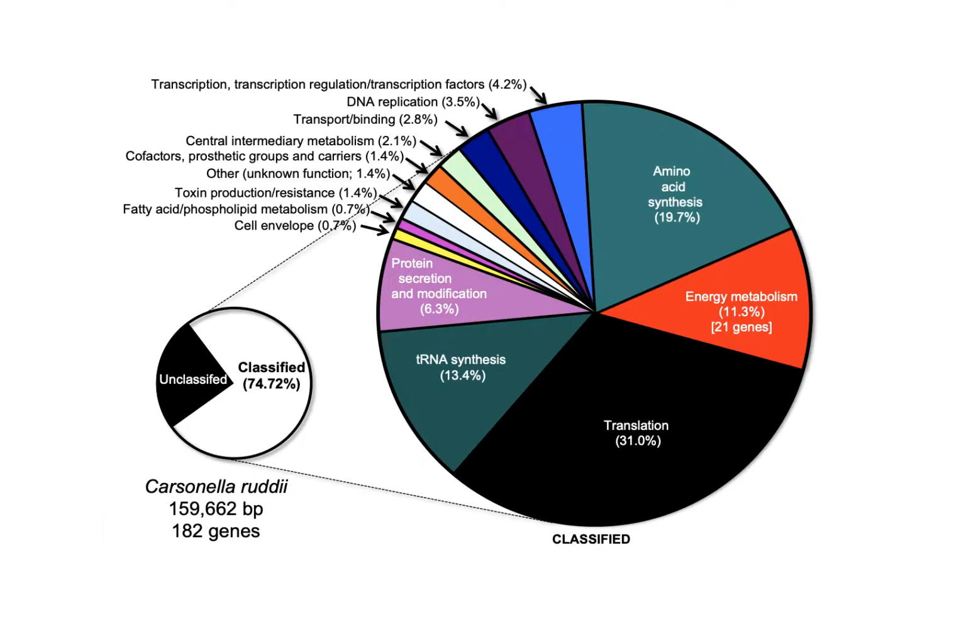Here is a pie chart for the gene categories for Carcinella rudii. A large section of the genome goes towards translation and tRNA synthesis. So it does make its own proteins. It does have some rudimentary pathways. But the genes for DNA replication and transcription are very much smaller. And remember, this has a small genome, so those percentages also indicate a very small number of genes doing those.